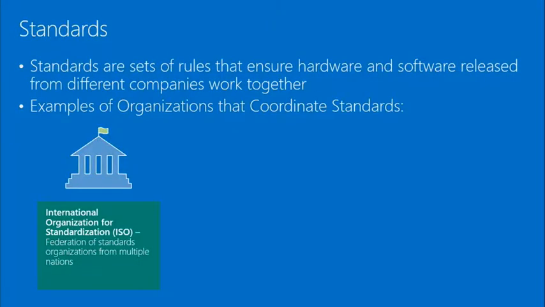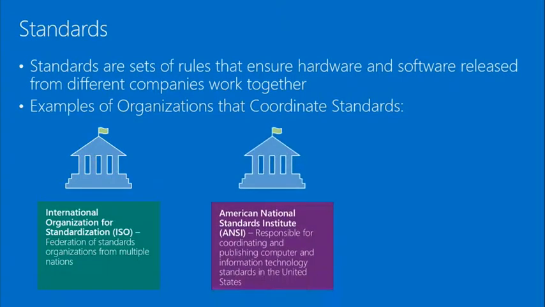Some examples of organizations that coordinate standards include the International Organization for Standardization, the ISO. Now you may think, hey, International Organization for Standardization, ISO, well, that doesn't match up. Well, actually, since it's international, different countries have different names for this, so they've just standardized on the ISO format. And this is basically a federation of standards bodies from multiple nations, as I said.